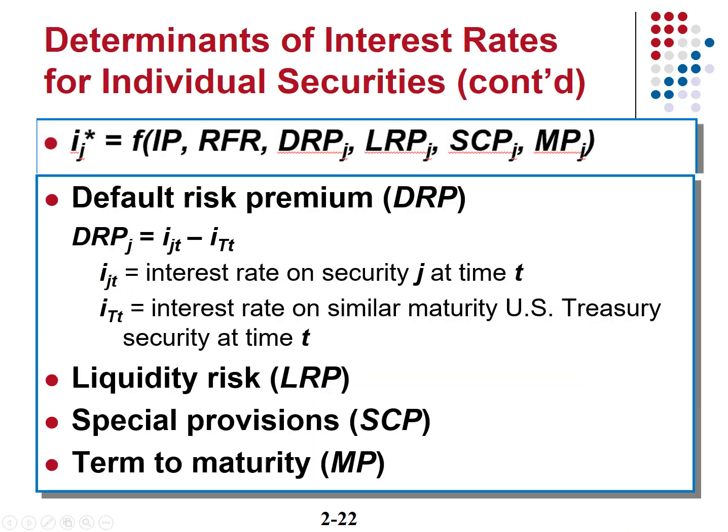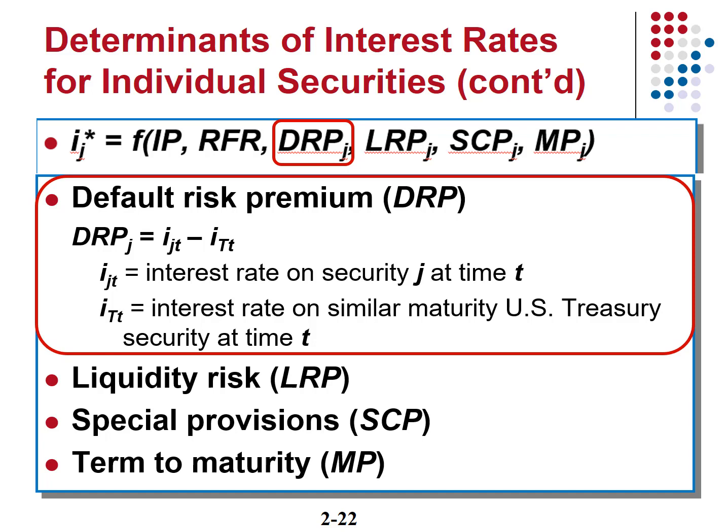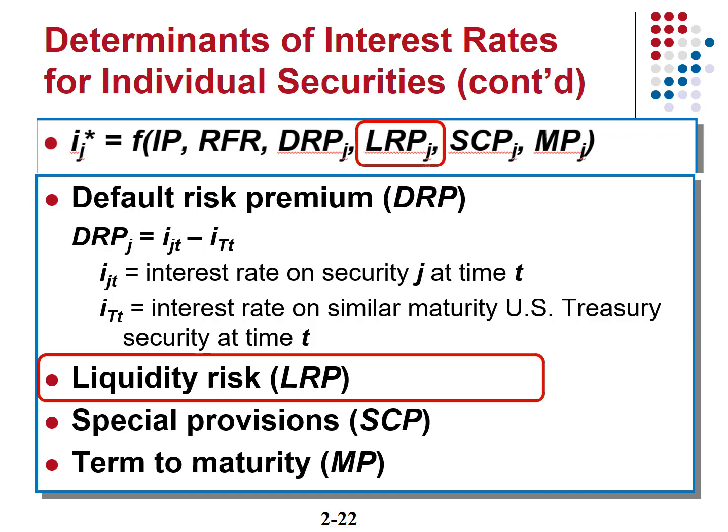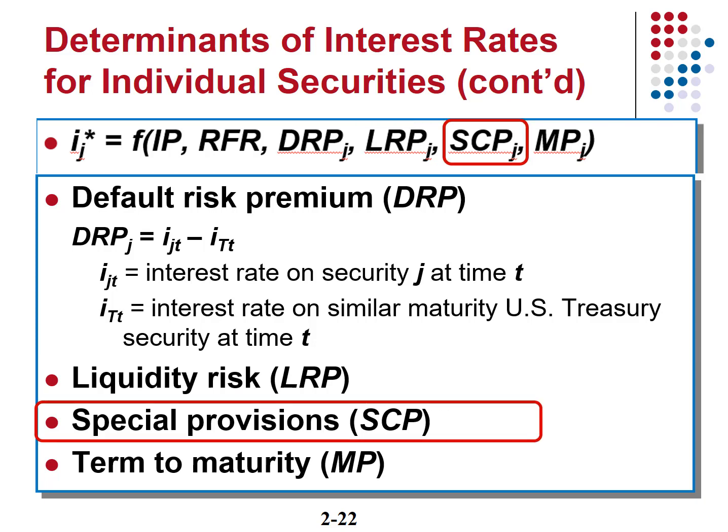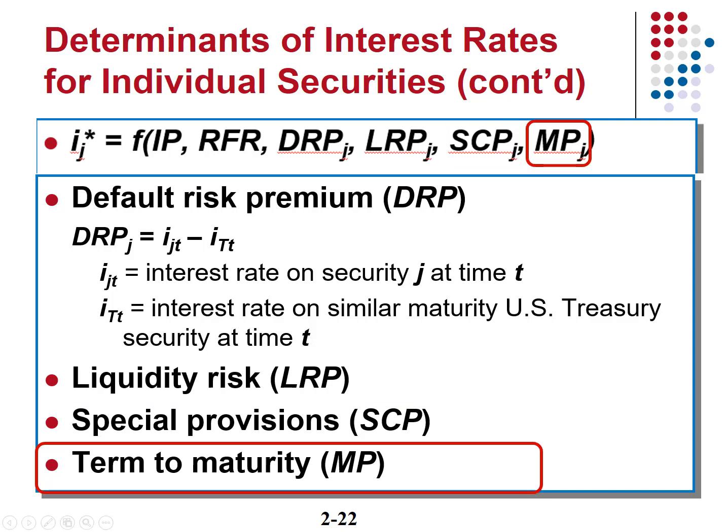Continuing with the determinants of interest rates. The default risk premium is represented as the difference between the yield on this security and that of a similar maturity treasury. The liquidity premium is added to account for securities, typically corporate bonds, which do not trade in an active market, are not liquid. Special provisions premium accounts for other features of the security. For a bond, this could include callability, convertibility, collateral, and a maturity premium. Longer-term securities carry a maturity premium for the risk involved in tying up investors' money for a longer period of time.